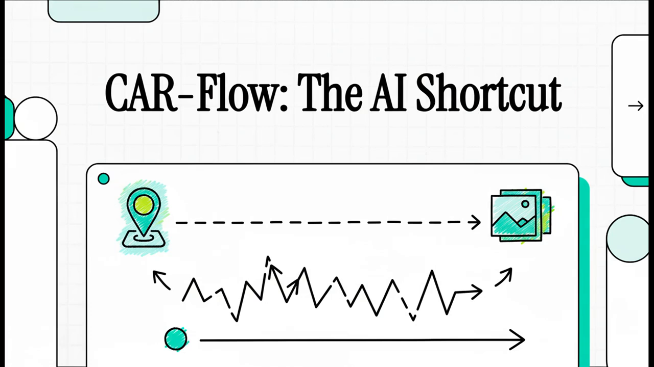All right, let's dive into something pretty incredible in the world of AI. It's called CarFlow, and really, it's a simple, super elegant shortcut that's completely changing how AI generates images, making the whole thing smarter, faster, and way more efficient.